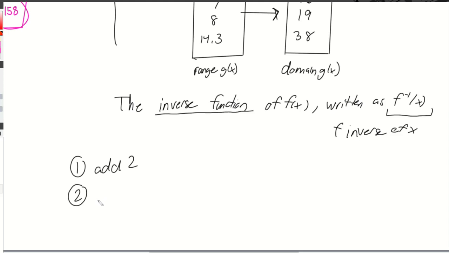Shh. Why do you keep saying it? Multiply by 5. Then I'm going to subtract 3. I get 37. Talk to your neighbors before we shout out.